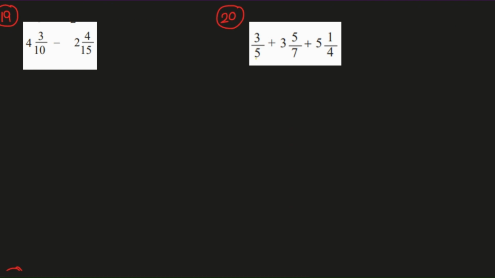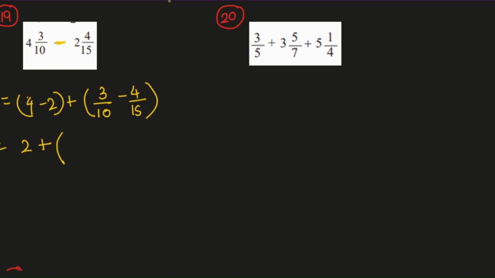Right. 4 and 3 upon 10 minus 2 and 4 upon 15. So it's a subtraction. So let's separately subtract the whole numbers first. Plus, this is the joining part. Then 3 upon 10 minus 4 upon 15. If you find the LCM of 10 and 15, it will be 30.